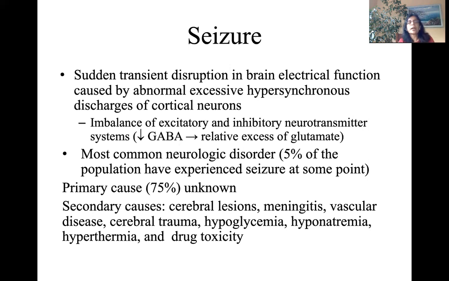Seizure is a common type of neurologic disorder, most common type actually. 5% of the population have experienced seizure at some point. Primary cause is unknown. Secondary cause could be one of many. There could be cerebral lesion, meningitis, vascular disease, trauma, hypoglycemia, hyponatremia, hypothermia, or a drug toxicity. Any of those could be behind this.